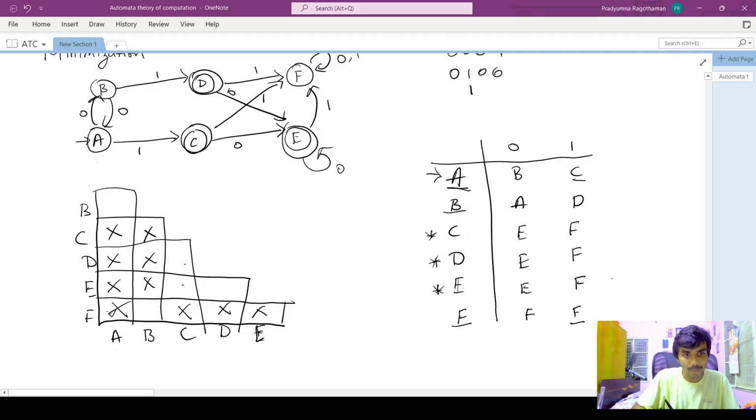Now F and B, right? Let's take F and B. We have AF. So is AF marked as different? Yes, we just marked it different, right? So these are different.